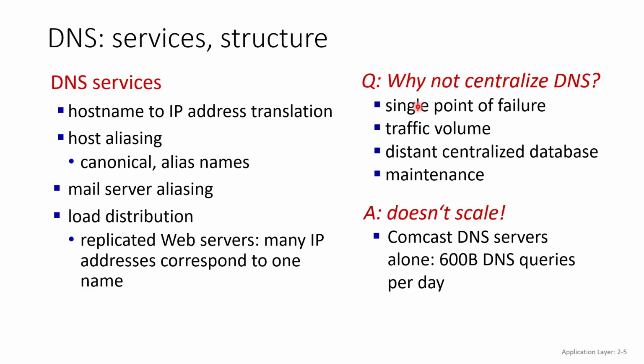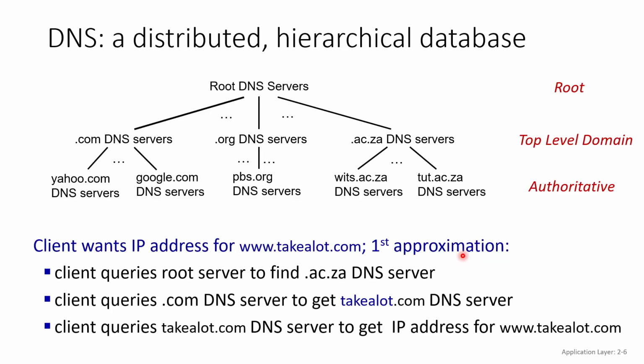Comcast is a DNS server in the United States, and by itself it has 6 billion DNS queries a day. Remember that the DNS query is exactly what I've done in the terminal: what is the IP address of this particular website? All right, so now we're going to the DNS. We're speaking about how it works.